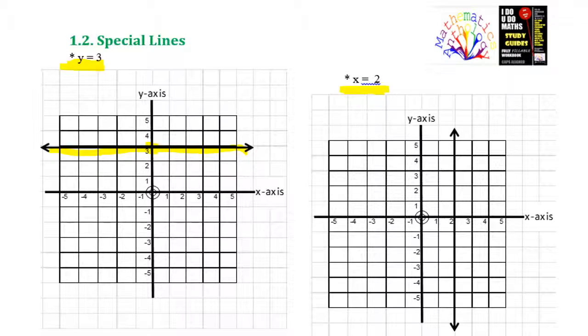The next one here, x is equal to 2. Again, there's no y is equal to mx plus c, but it is a straight line graph, so x equals 2 on the x-axis. You need to find 2, which is here, and you need to draw a line that goes straight through 2, which is this line here, and this needs to be parallel to the y-axis. So those are your special straight line graphs.